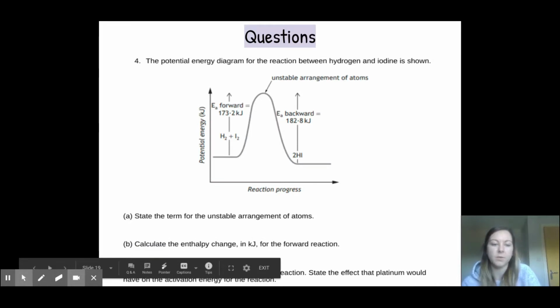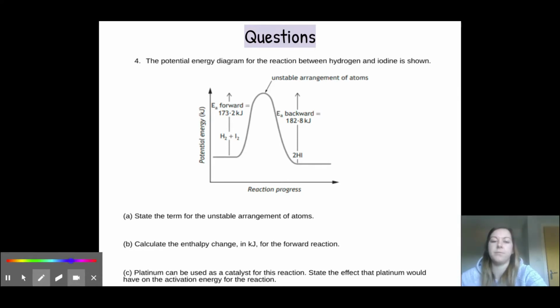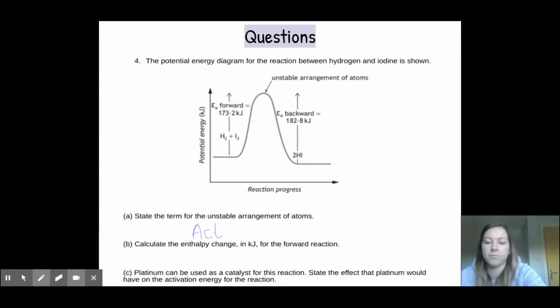Okay, so last question here is probably the most complicated. It combines a lot of different questions. State the term for the unstable arrangement of atoms. So what do we call the part at the top of the energy hill? Well, we call it the activated complex. So that is the answer to part A. Activated complex.